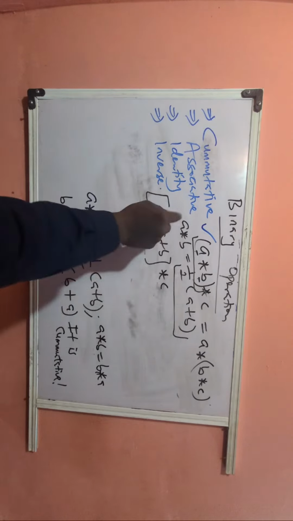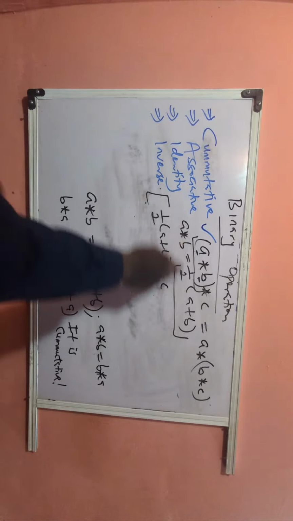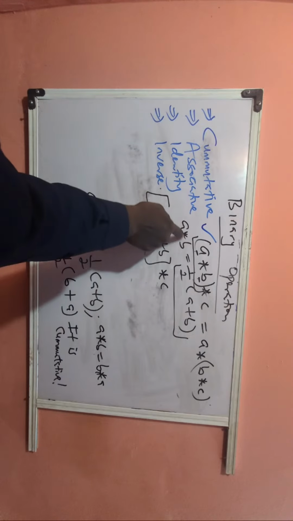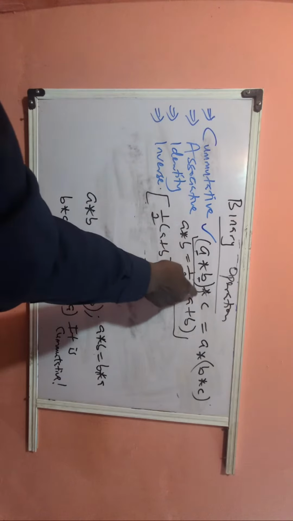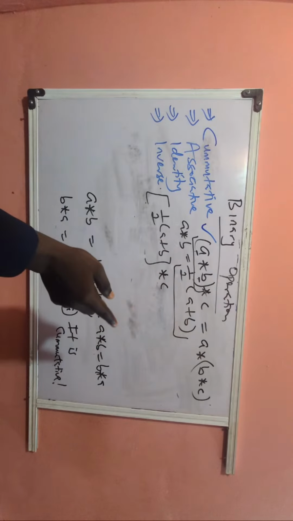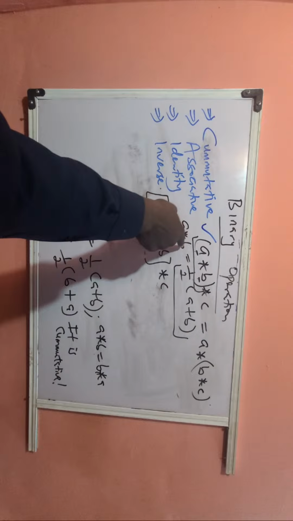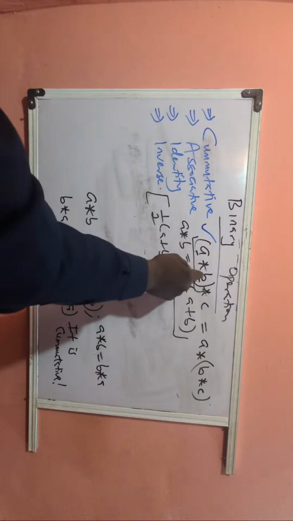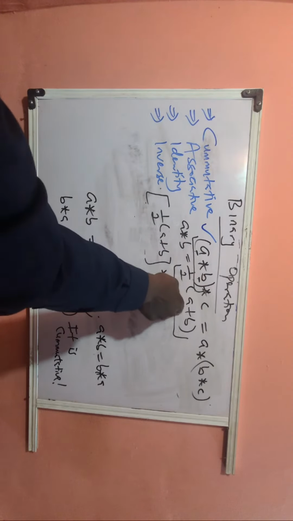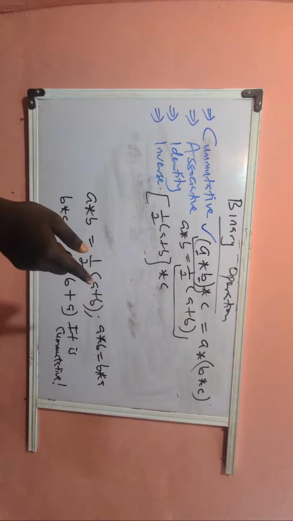Don't forget, this is the basic binary operation. A star B, that means first star second, is equal to 1/2 into bracket first plus second. So whatever you have, whatever was the first and whatever was the second, you will arrange it in this way. You will say 1/2 the first plus the second. If you can follow me that way.